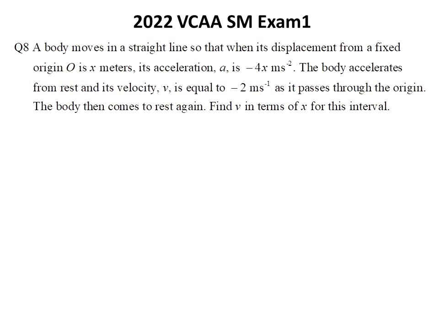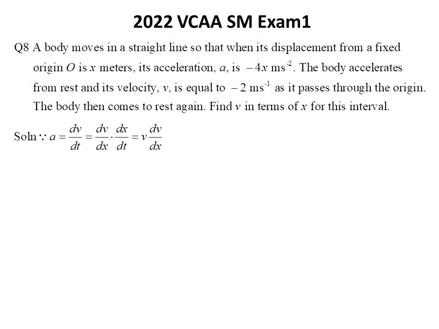Question 8 states that a body moves in a straight line so that when its displacement from a fixed origin O is x meters, its acceleration A is negative 4x meters per second squared. The body accelerates from rest and its velocity v is equal to negative 2 meters per second as it passes through the origin O. The body then comes to rest again. The question here is to find the velocity v in terms of x for this interval.